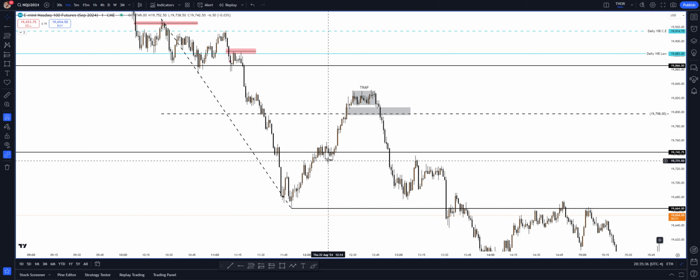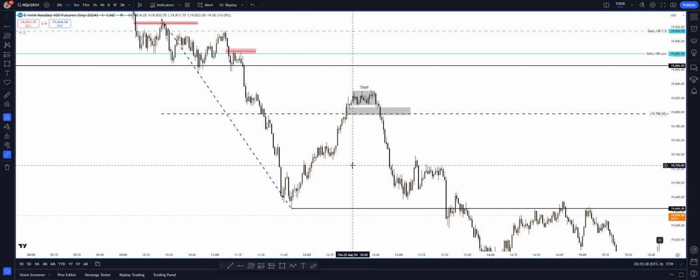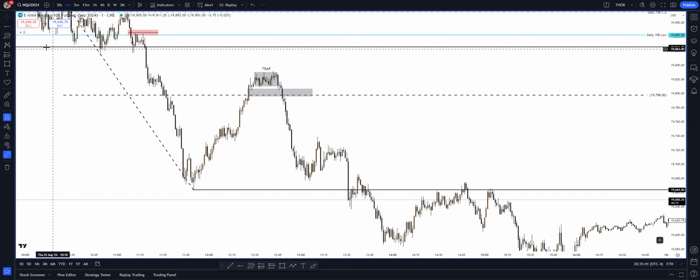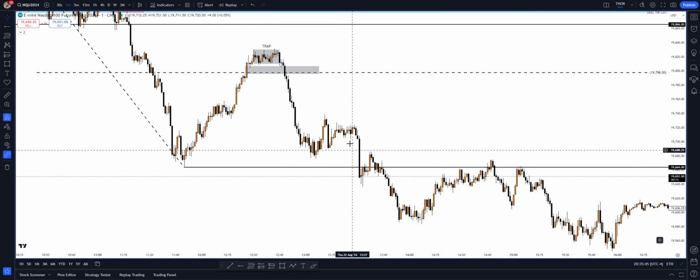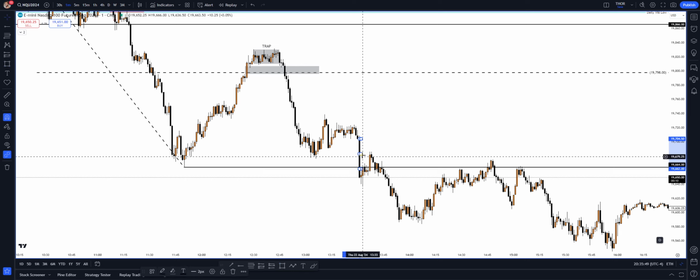Let's delete all that. Let's delete this. Repriced down there, and it displaced again. So that's a very large candle.